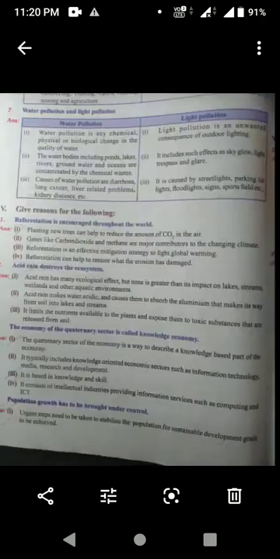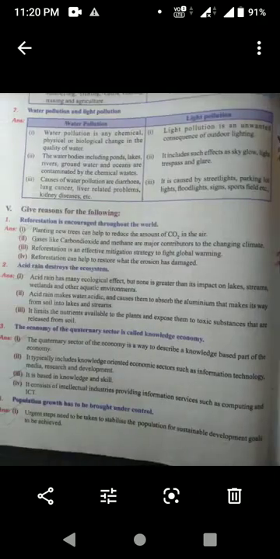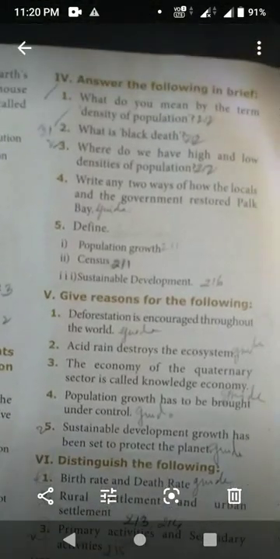Next, answer the following. Answer the following question. Already I have given how many questions? 3 questions I have given, isn't it? Yes, already I have given Roman number 4. Answer the following in brief, 3 questions, isn't it?